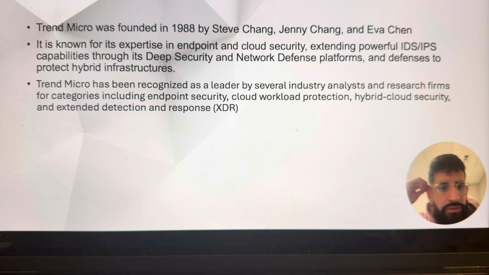And then Trend Micro. Trend Micro was founded in 1988 by Steve Chang, Jenny Chang, and Eva Chen. It is known for its expertise in endpoint and cloud security, and extends powerful IDS and IPS capabilities through its deep security and network defense platforms to protect hybrid infrastructures. Trend Micro has been recognized as a leader by several industry analysis and research firms for categories including endpoint security, cloud workload protection, hybrid cloud security, and extended detection and response. And the acronym for that is XDR.